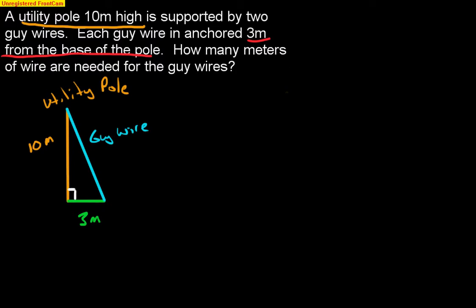Over here, let's write out the Pythagorean theorem. We have a squared plus b squared equals c squared, our hypotenuse. Once we've got that far, let's plug in our numbers. I'm going to try to keep these color-coded. So a squared, that's one of the legs, so that's our 10 squared, plus b squared, the distance that was anchored from the pole, that's the other leg, so 3 squared. And that's going to equal our hypotenuse, c squared, which we don't know yet.